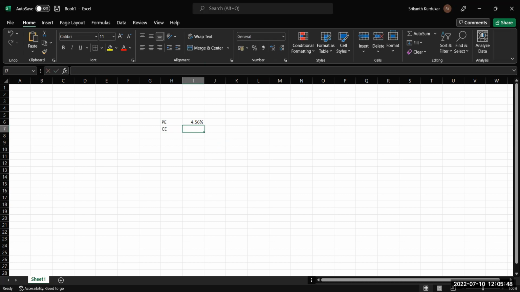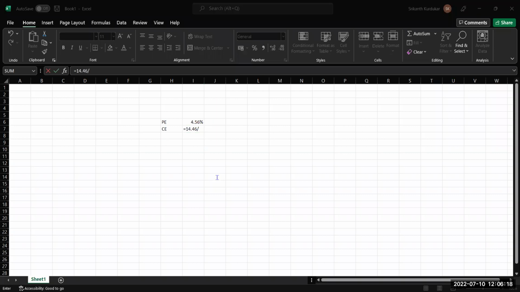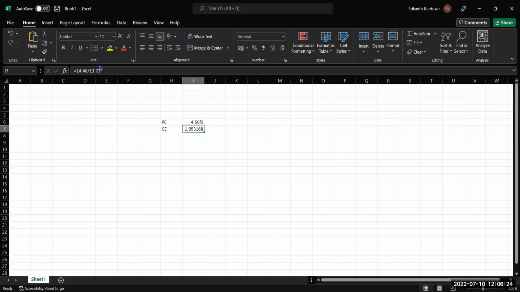Now we go to the call side. Call side over here, the at the money IV is 14.46, and 200 points out is 13.73. So 14.46 divided by 13.73, minus one.